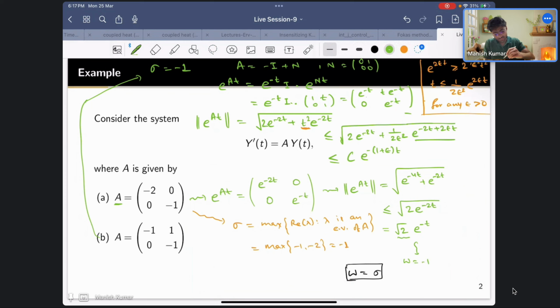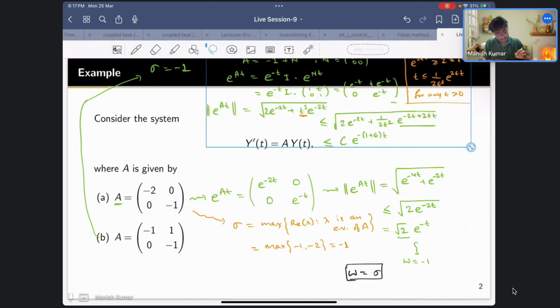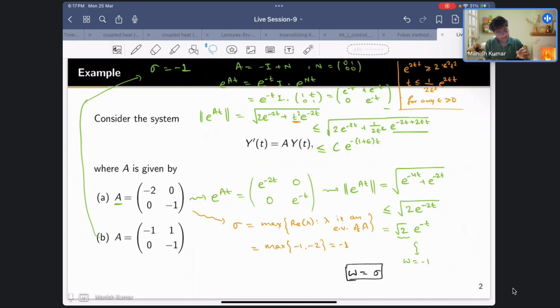So over here you see this omega can never be -1. So omega can never be equal to the sigma. In this case, omega is not going to be equal to this sigma, because this epsilon is important to remove this t squared. Okay, so when the matrix is diagonal, you can get omega equal to sigma. That is the maximum decay rate. What you can expect is the maximum of the eigenvalues.